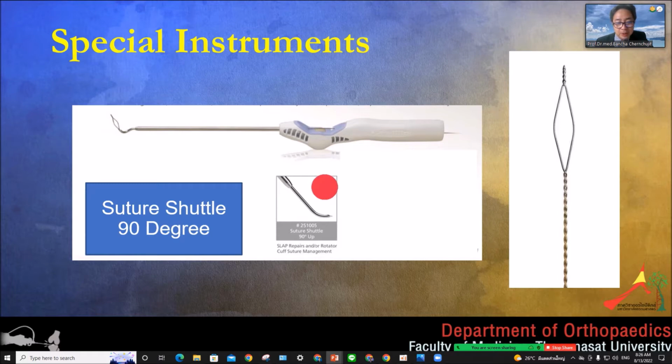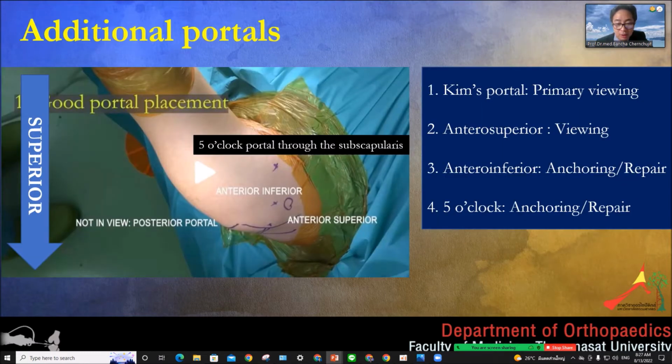We need some special instruments for the Bony Bankart. We need this metal shuttle, because the problem is that when you're doing the Bony Bankart, sometimes the bone gets stuck inside the tip of your instrument, so you cannot pass the shuttle. So I always have 4 portals for instability.